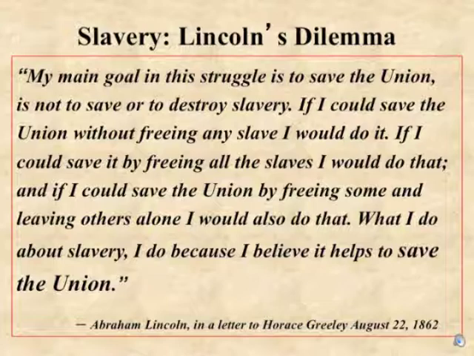It is not to save or to destroy slavery. If I could save the Union without freeing any slave, I would do it. If I could save it by freeing all the slaves, I would do that. And if I could save the Union by freeing some and leaving others alone, I would also do that. What I do about slavery, I do because I believe it helps to save the Union."